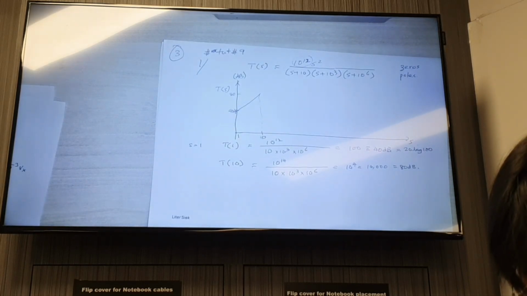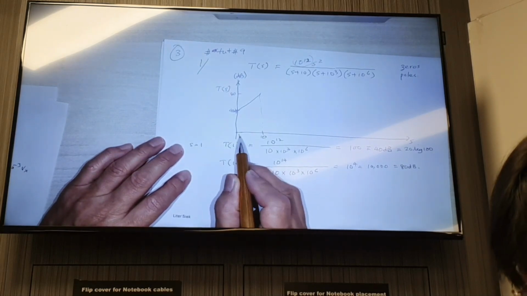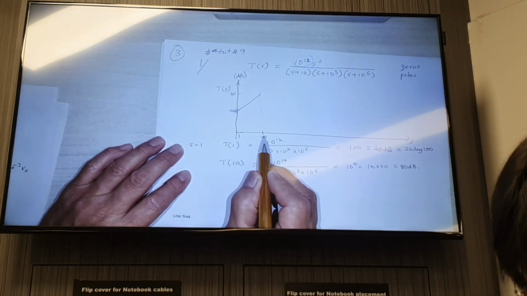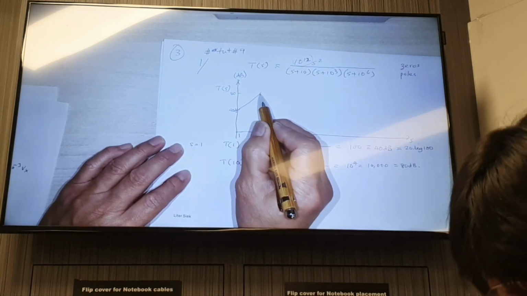At 10, we are at 80 dB. So you can see this is 1 decade. From 1 to 10 is 1 decade. And the difference is 40 dB.